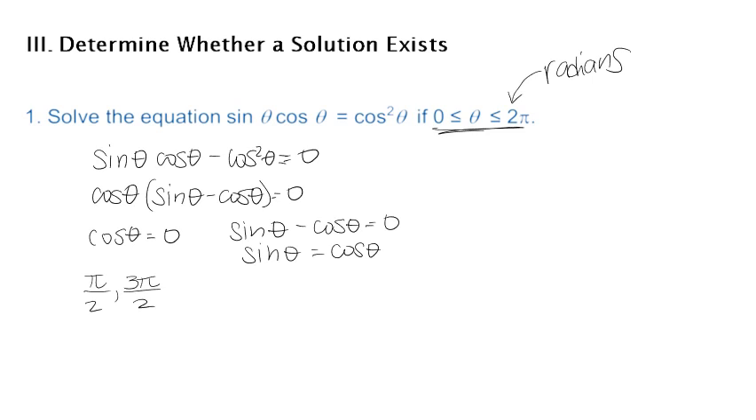Okay, and where is the sine of theta equal to the cosine of theta? Well, that happens at pi over 4, where both the sine and cosine, the x and y values, are root 2 over 2. It also happens at 5 pi over 4, where both the sine and the cosine are negative root 2 over 2. Those would be my answers. Notice that I don't need the plus 2 pi k in this case, because we're on the interval from 0 to 2 pi.